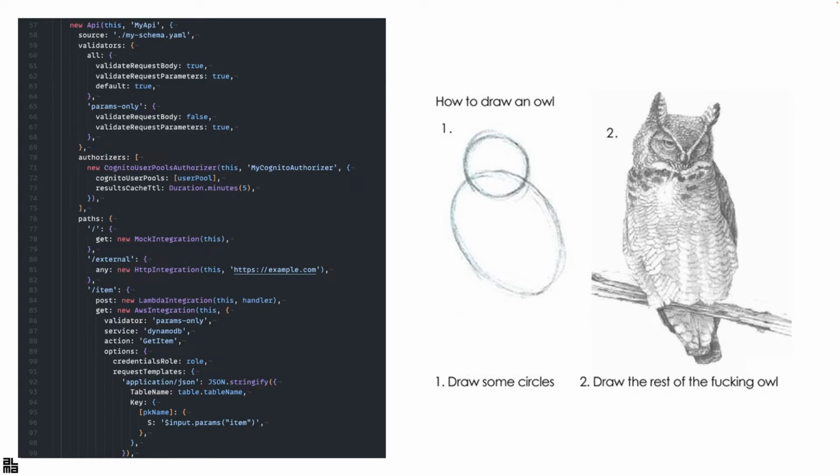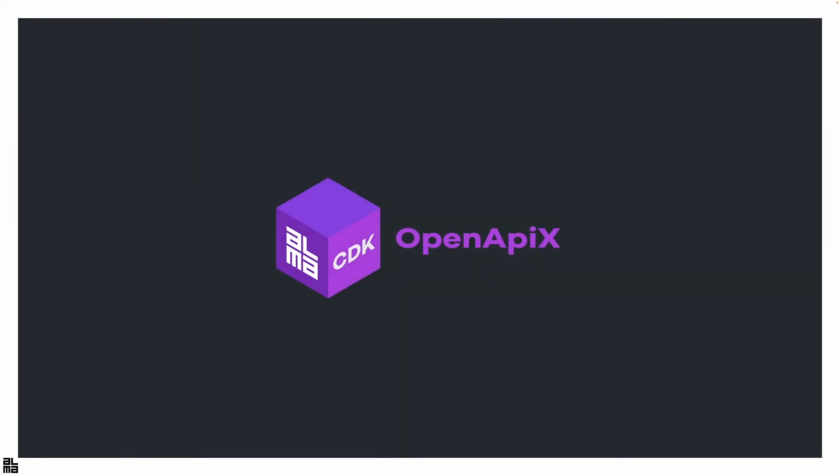But just to bring home the point about trying to use as much of the existing functionality in CDK, all those different integration props and others, and then do some mapping between those into Amazon API Gateway extensions that you can then merge with the original OpenAPI schema definition. For that, we've actually created this open source construct. It's called Alma CDK OpenAPIX, and it's based on our internal implementation.